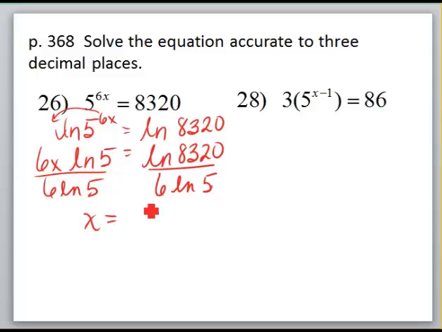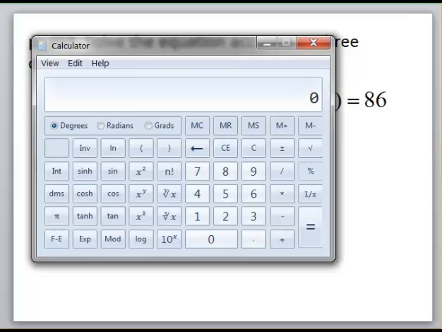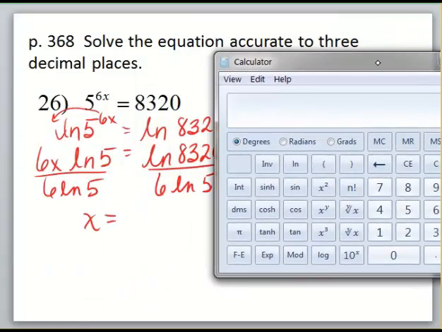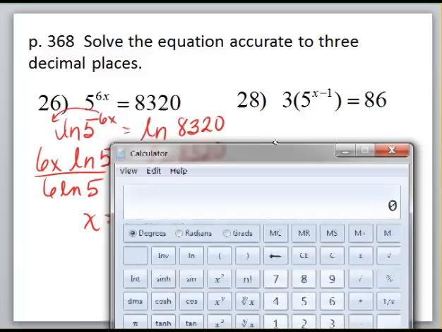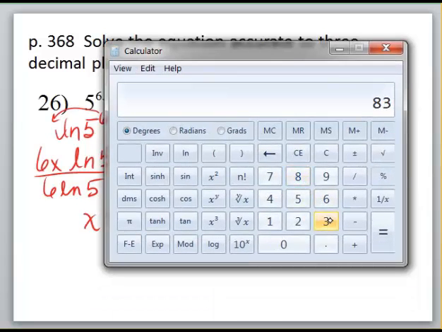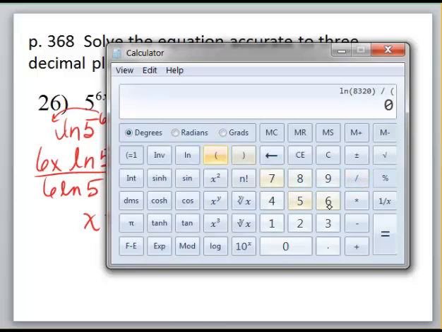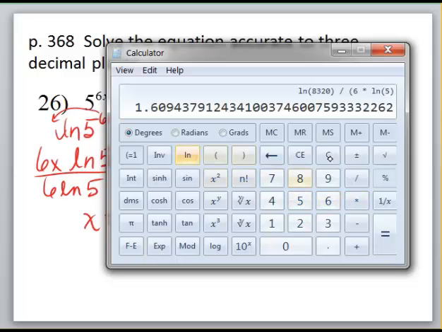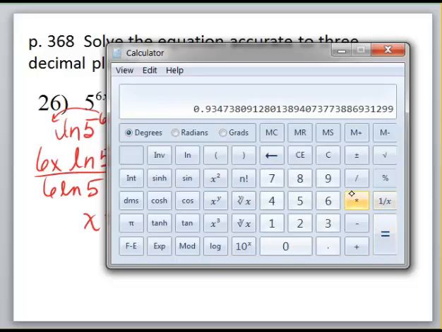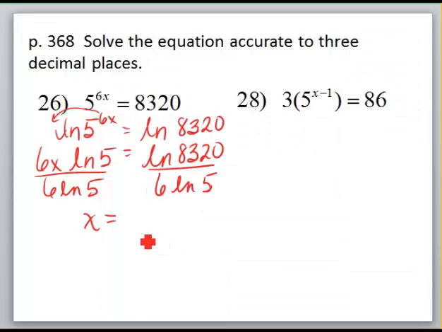So I get x is equal to, and I'll have to use my calculator for this, the ln of 8,320 divided by, I'll put parentheses, 6 times the ln of 5, and end the parenthesis and then hit enter. It gives me 0.935. So 0.935 is my approximate answer.